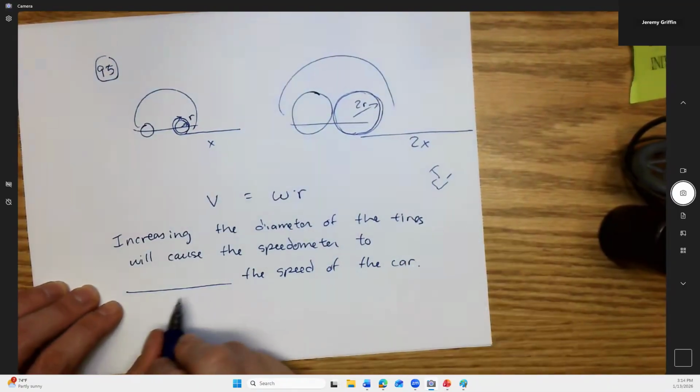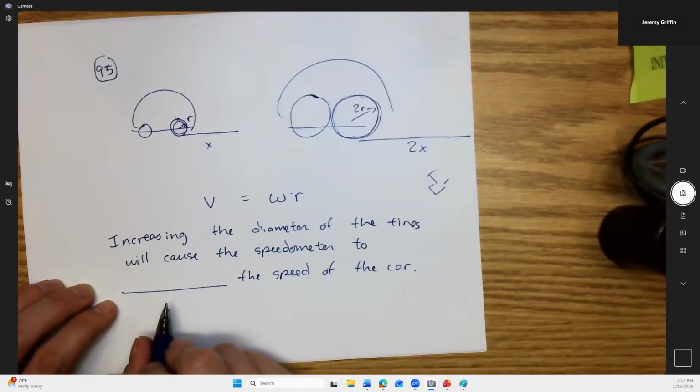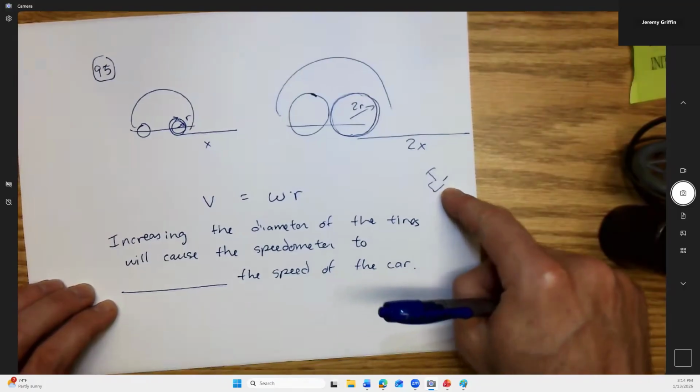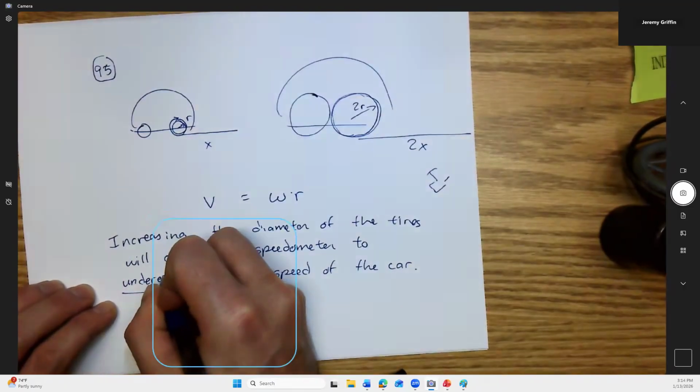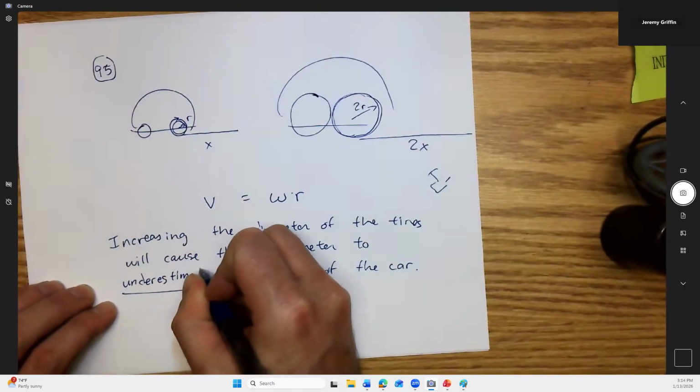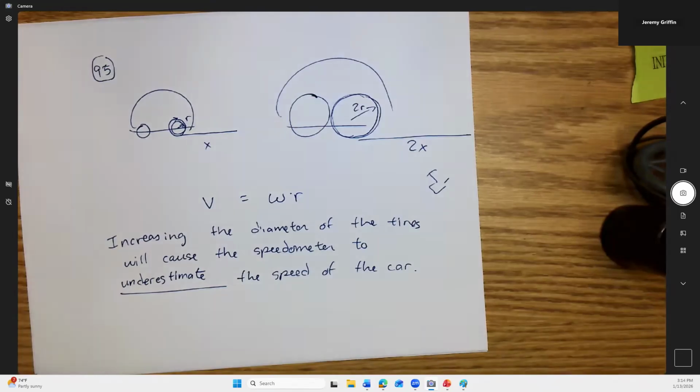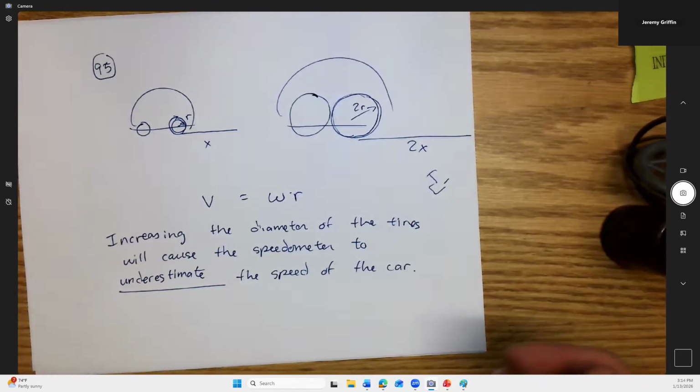Guys, what goes in this blank? Overestimate or underestimate? The clock knows you're going 90 miles an hour, but you think you're going 45. Yeah, underestimate. From that whole process we talked about yesterday. Okay, so that might be a good way to write the answer.